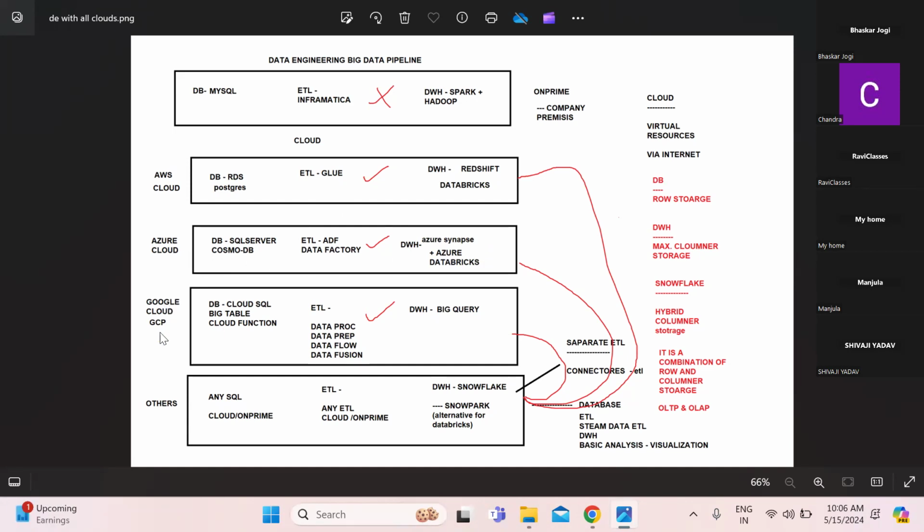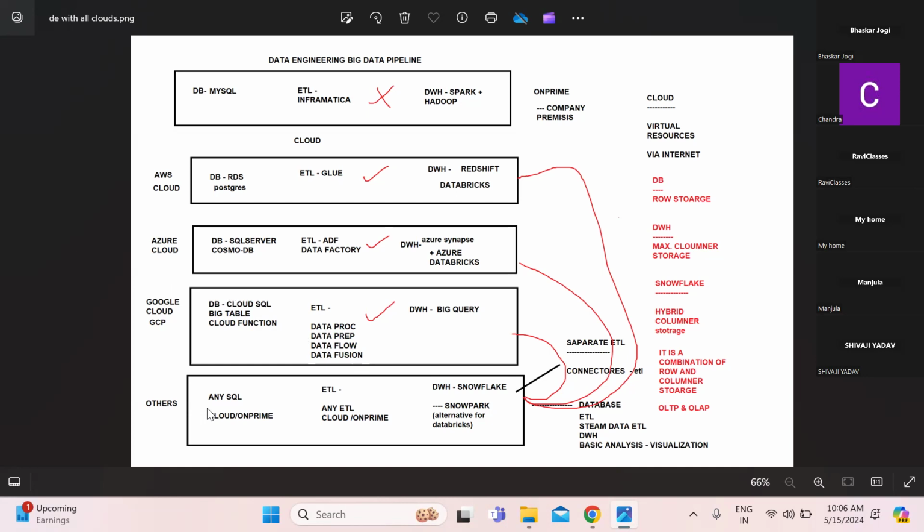Coming to GCP, like Cloud SQL, Bigtable, Cloud Functions; these are the database management. Coming to ETL: Dataproc, Dataprep, Dataflow, Data Fusion. Data Fusion is the main ETL, and there are other options like Databricks. These are based on the requirement; you can choose this process or application. Coming to the data warehouse, BigQuery. This is the flow of data engineering.